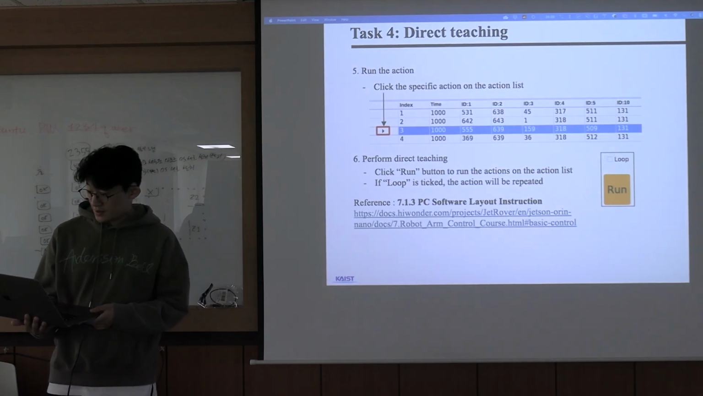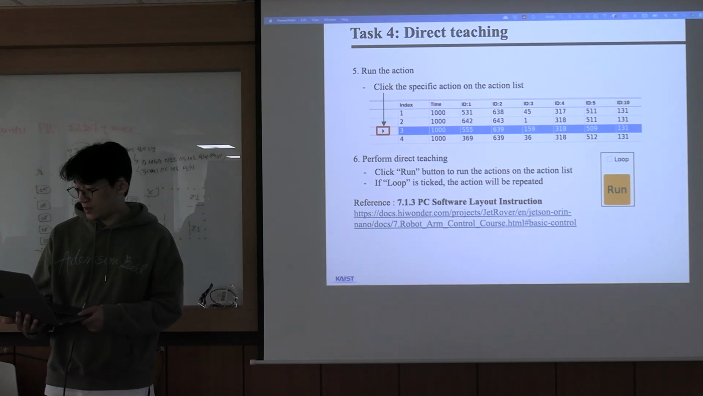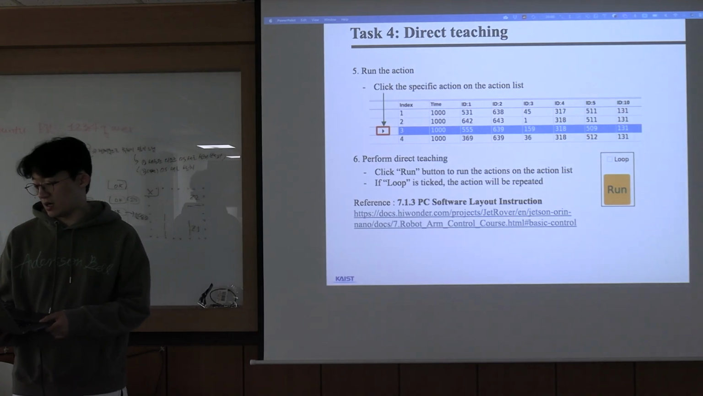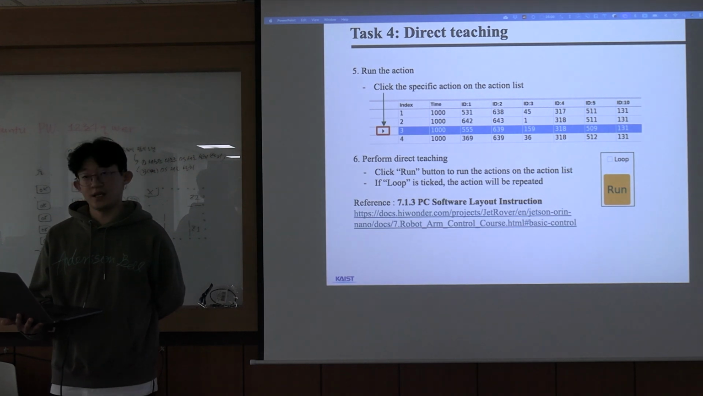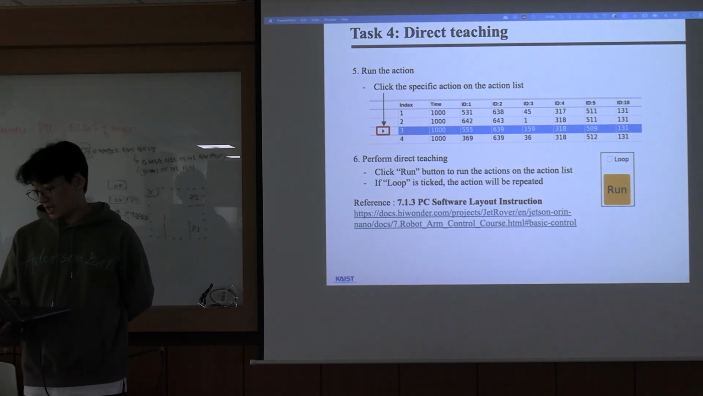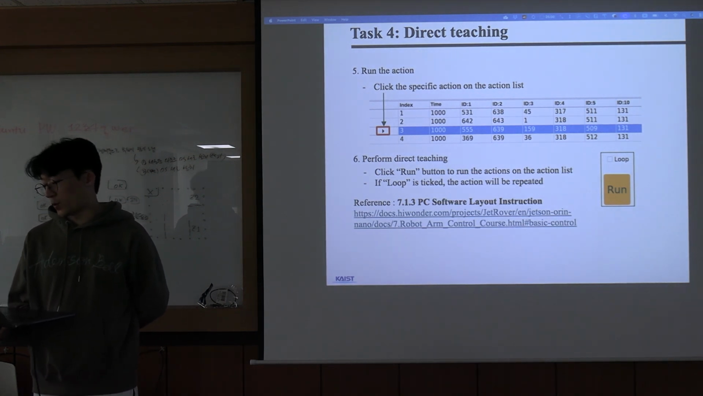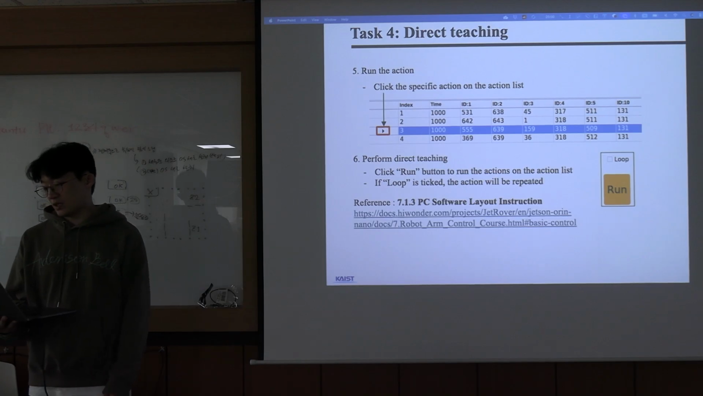Once you have saved the servo positions, you can now run the action. Simply click on the specific action in the action list to select it. Then press the run button and the robot will execute the motion you recorded. If you check the loop option, the action will repeat continuously.